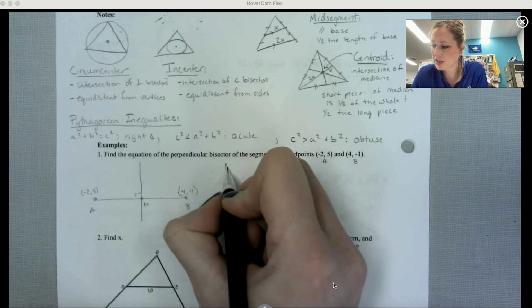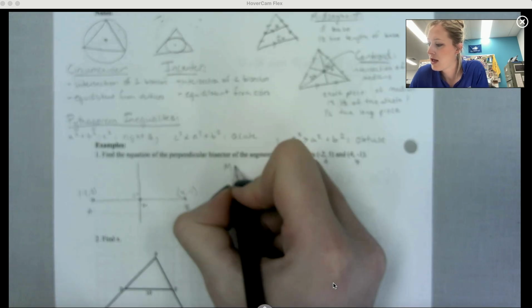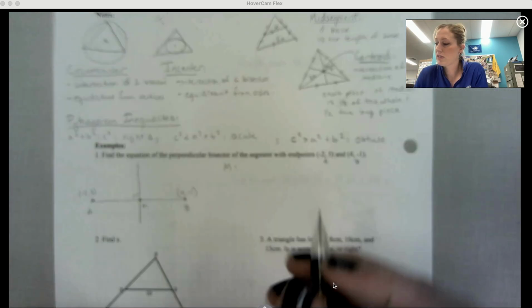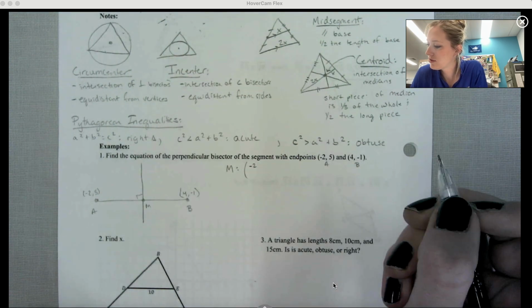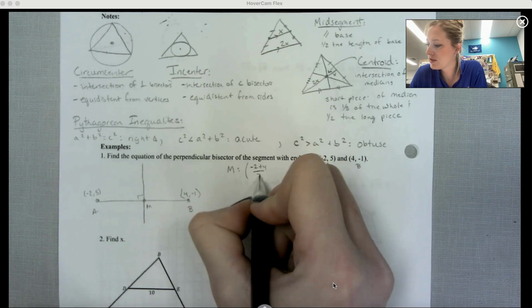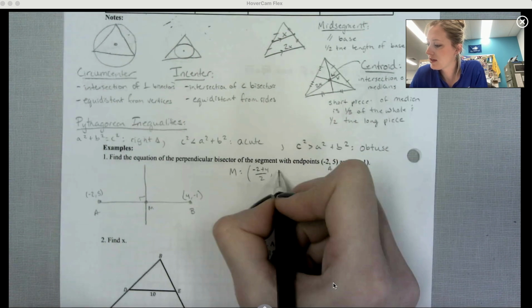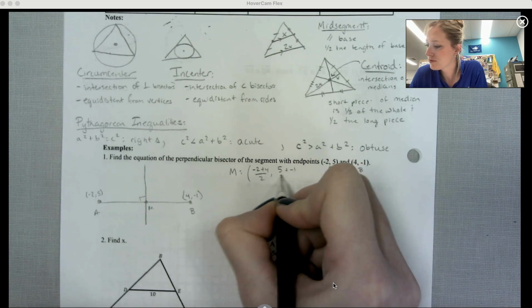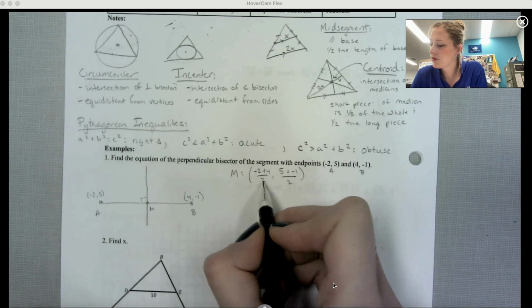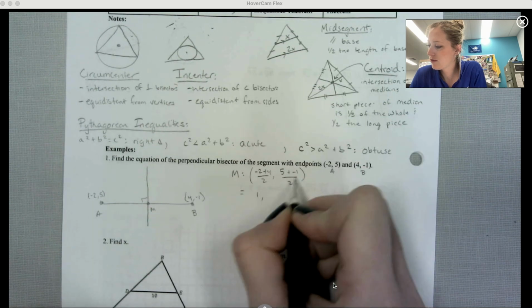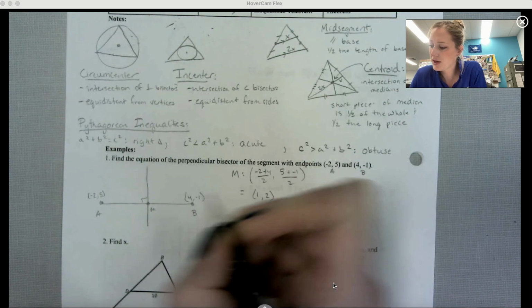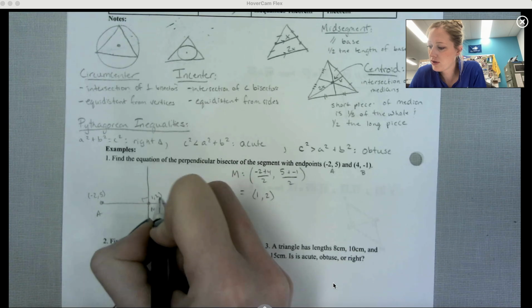So the first thing I'm going to do is find the midpoint. Back from our first unit, we did the midpoint formula where I add the two x's and divide by 2. So we got -2 plus 4 divided by 2, and y plus y divided by 2, 5 plus -1 over 2. So we get 2 over 2, which is 1, and 4 over 2, which is 2. So the midpoint has coordinates (1, 2).